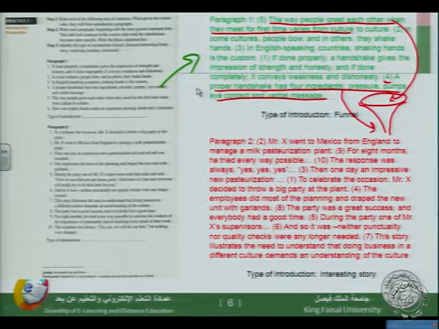Okay, what is the type of this introduction? Is it a funnel? It's an interesting story. So this story illustrates the need to understand that doing good business in a different culture demands an understanding of the culture itself. So we have two different kinds of introduction. The first one, funnel, and the second one, interesting story. Let us move on.